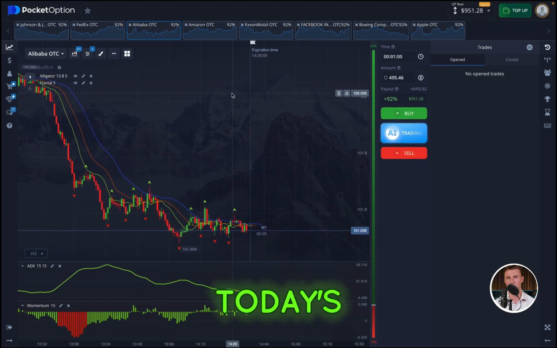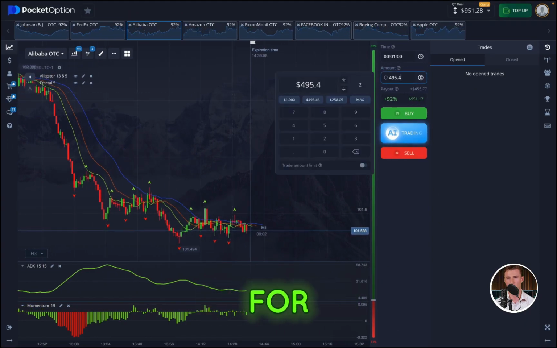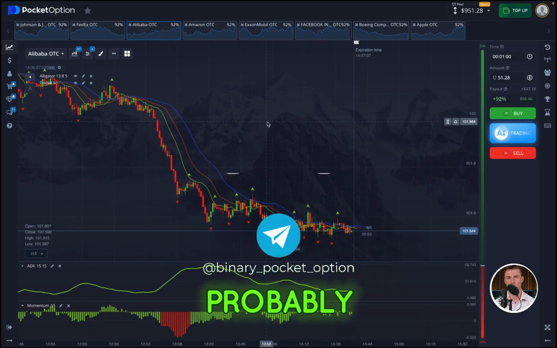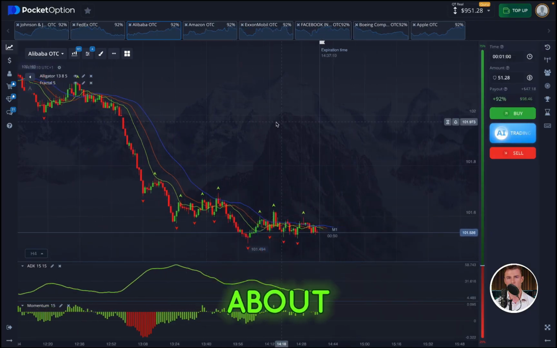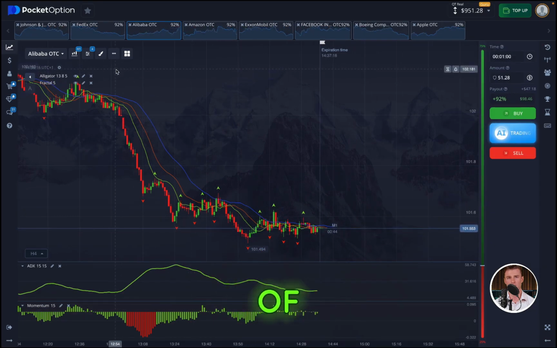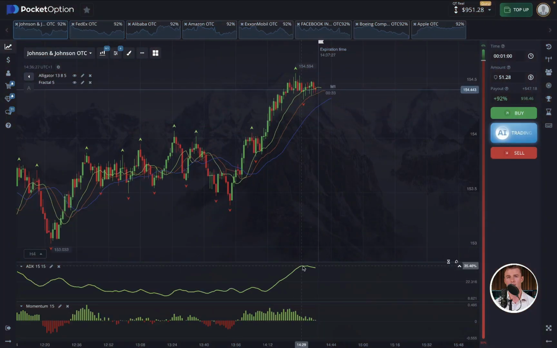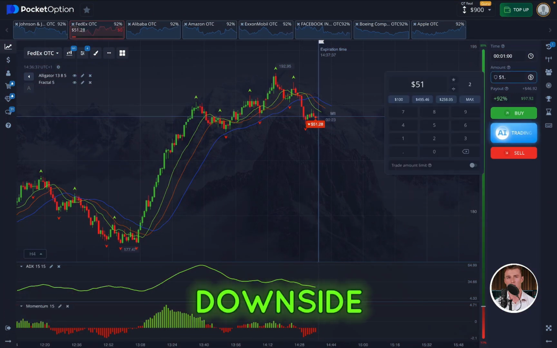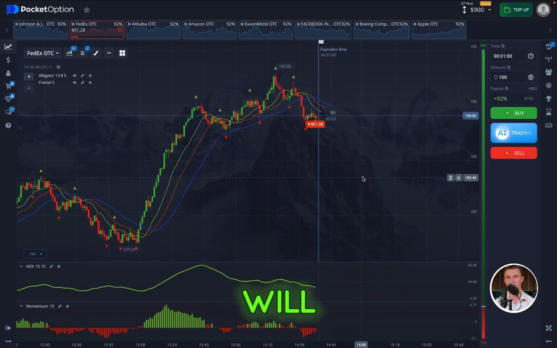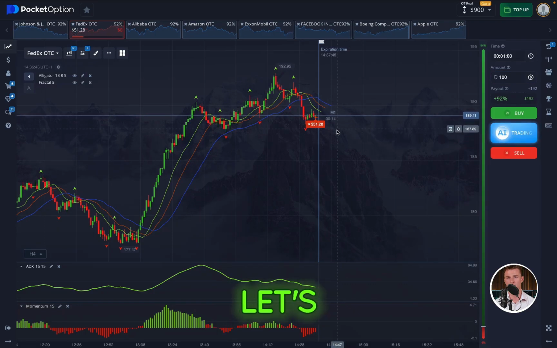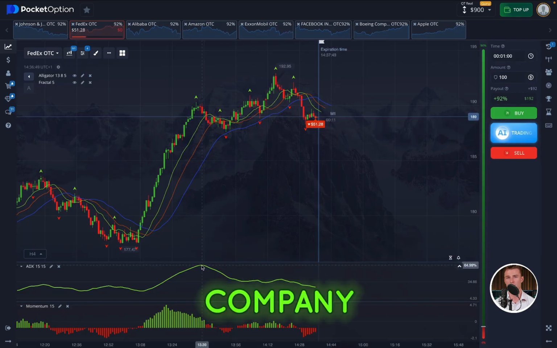Excellent, a good result on today's trade, and let's open the next trade for $51, the whole balance. I probably won't take any more risks, and in case of failure, I will open another position for about $100. Let's go ahead and pick up the next stock of the company. And probably here, I will open the first position on the downside. In case of failure, I will also open the next trade on the downside, most likely.